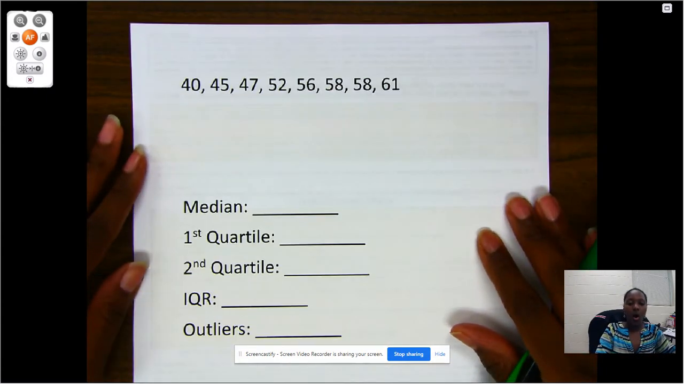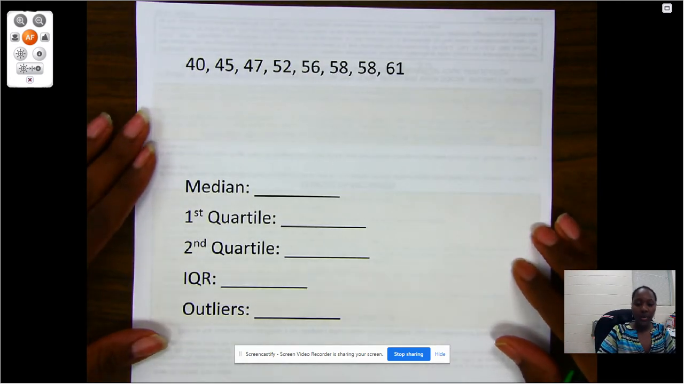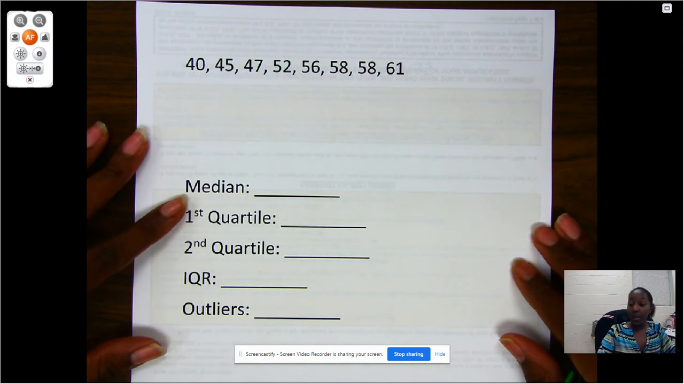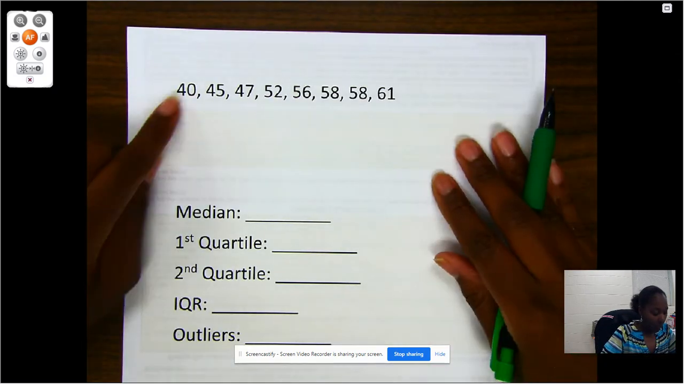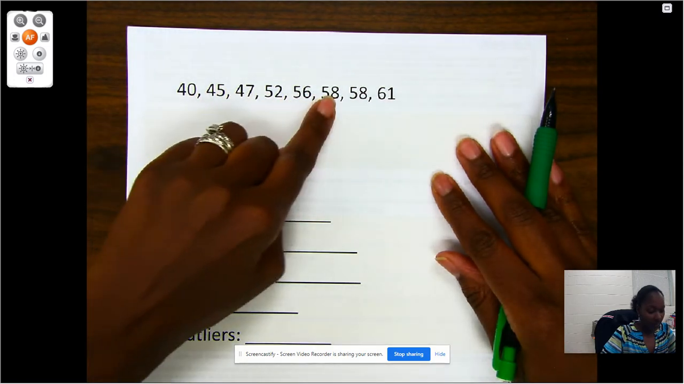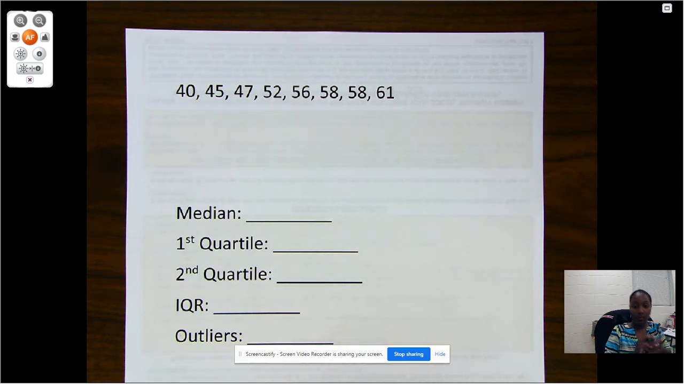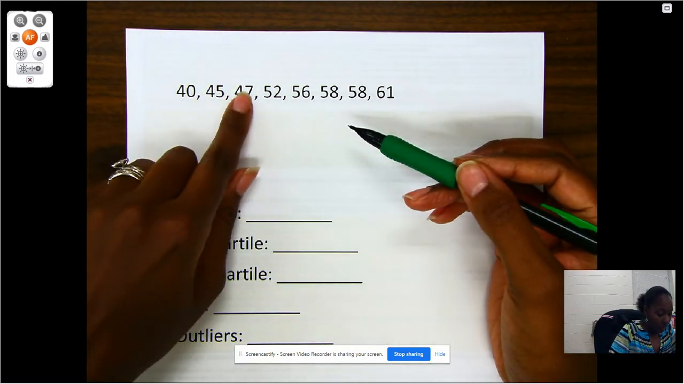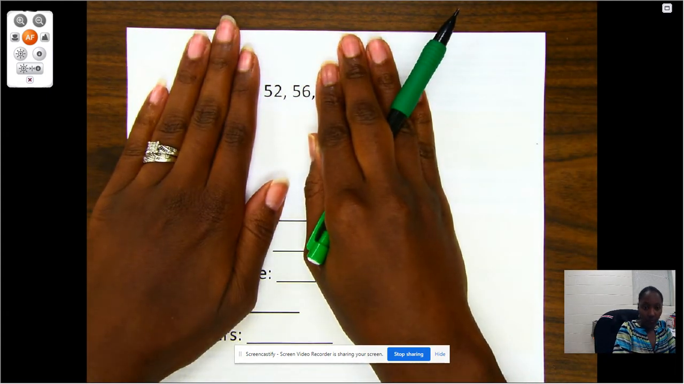All right, so I have already put the data in order from least to greatest for you. The first thing that we need to do is find the median. Remember, the median is the middle, okay? Let's see how many numbers we have here. 1, 2, 3, 4, 5, 6, 7, 8. So there's an even amount. So that means to find the middle, there's probably going to be 2 numbers in the middle, right? So here we go. 1, 2, 3, 1, 2, 3. Here's our 2 numbers in the middle, okay?